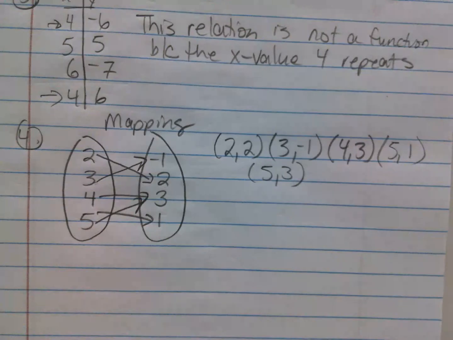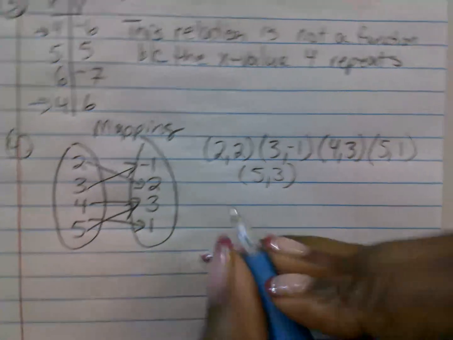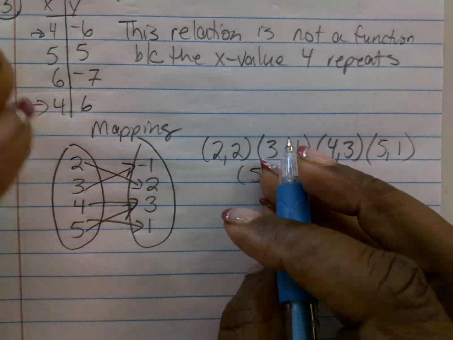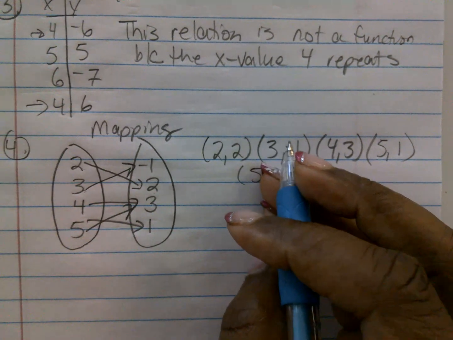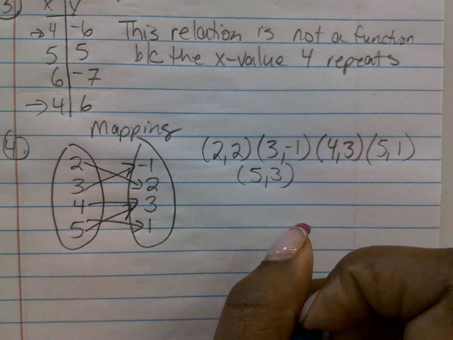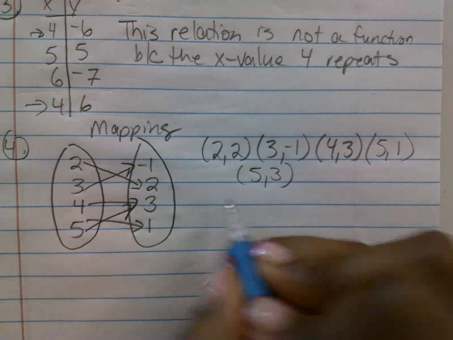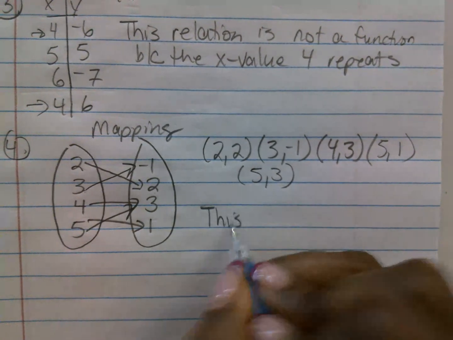Okay. From that list or that relation, raise your hand if you think this is a function. Raise your hand if you feel like this is not a function. Very good. This relation is not a function. Why is this relation not a function? Yes. Because there are two x values that are 5. This relation is not a function.